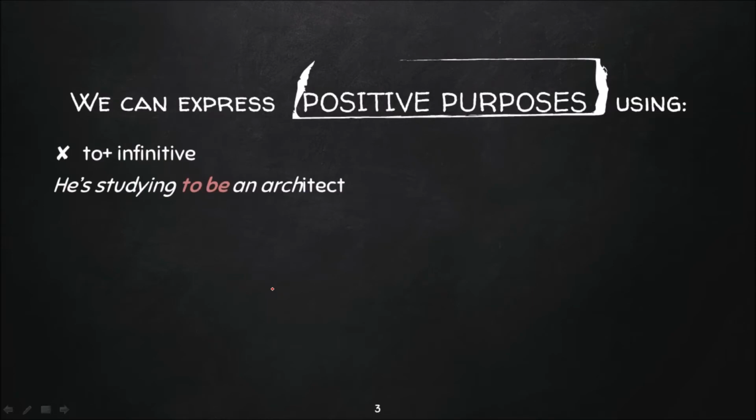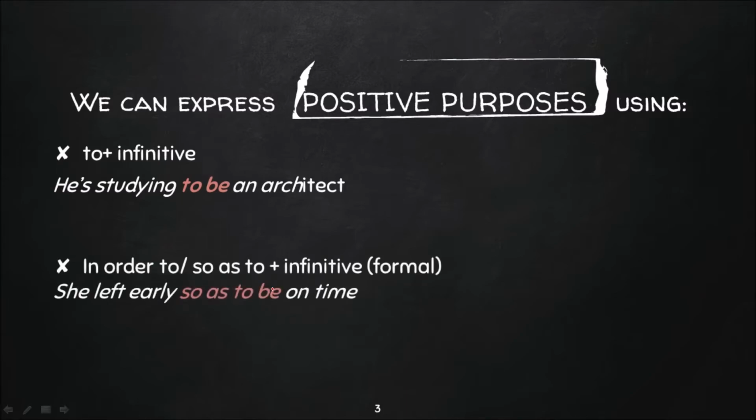We can use to plus infinitive to express a positive purpose, like in the example, he's studying to be an architect. We can use in order to or so as to plus infinitive, which is more formal than the first one. She left early so as to be on time.